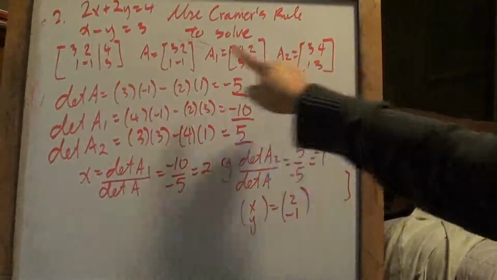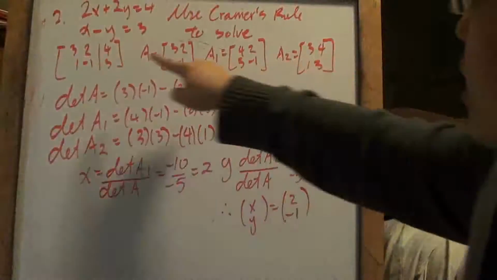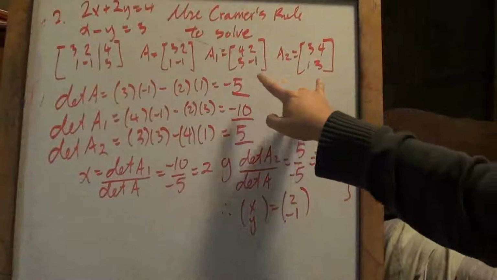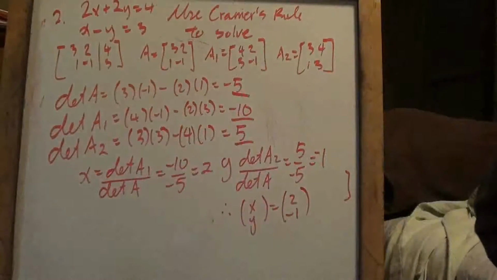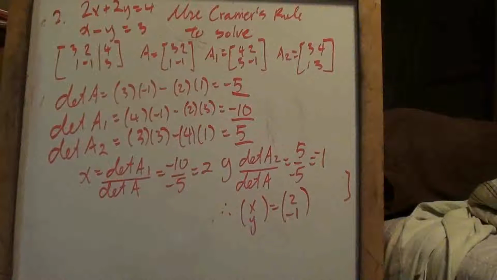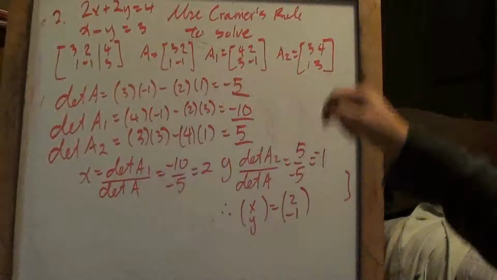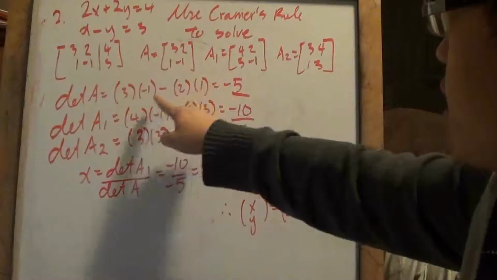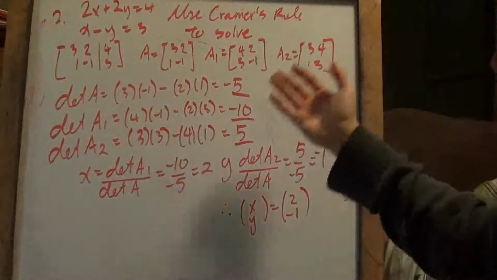So it's going to be 3, 1 as usual, but 2, negative 1 will be replaced by 4 over 3. You know, that's what you need to remember. So we try to find the determinant for all these three matrices, mini matrices, if you will. Determinant A, so 3, -1. So we know how to find the determinants by now, all right?